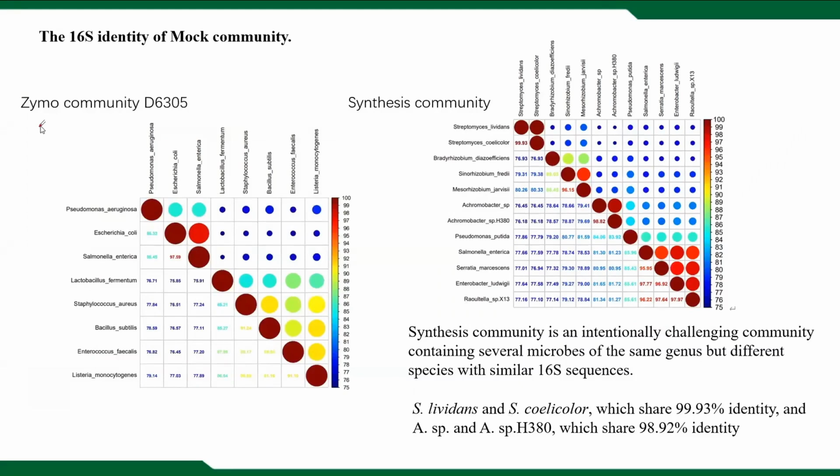This study used a commercial Zymo D6305 mock community, which contains 9 bacteria species with low 16S consistency. It also contains 2 fungi species. We selected 12 agricultural microorganisms to construct 2 synthetic agricultural communities. In these communities, species of the same genus but different species have a highly similar 16S sequence.